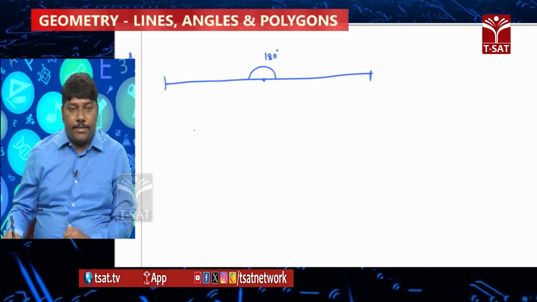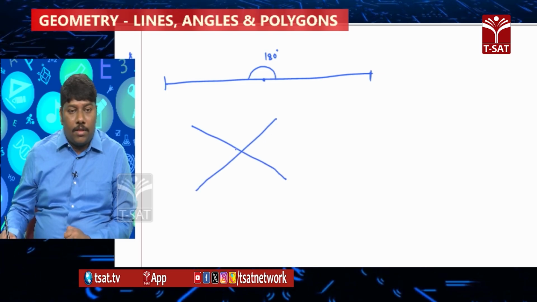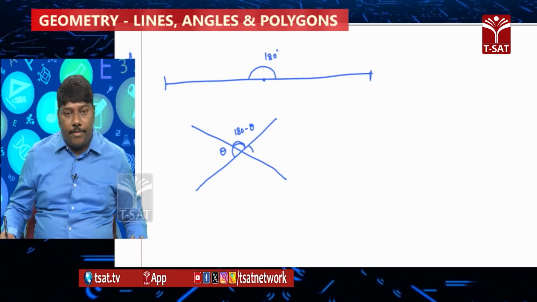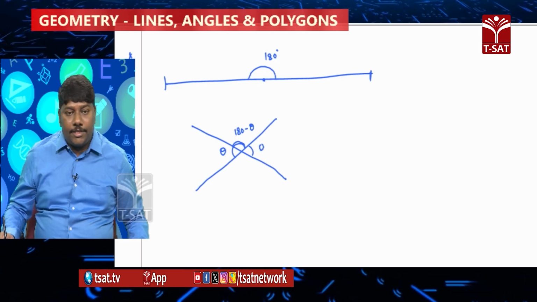If you intersect two lines, let's assume that the angle between the two lines is theta. We know a line makes 180 degrees of angle, so the remaining angle will be 180 minus theta. Now this also makes a line again, so it forms a linear pair. So this again becomes what? 180 minus theta, and the sum of these two angles must be 180 again, so therefore it is theta.